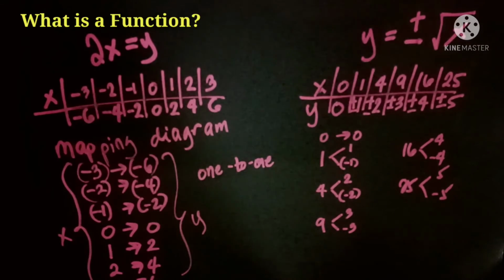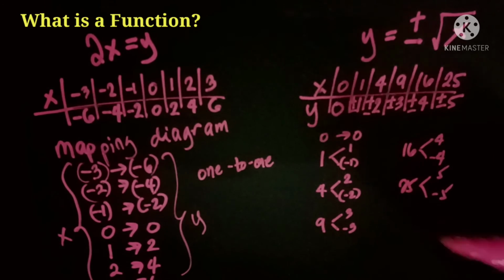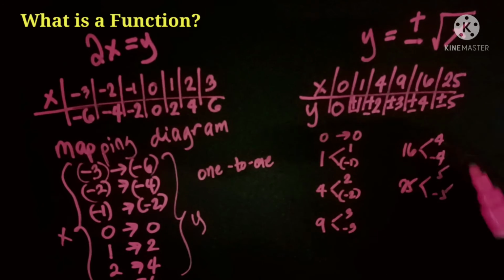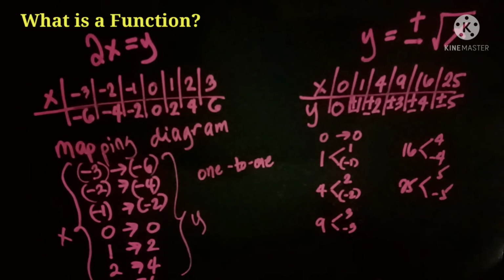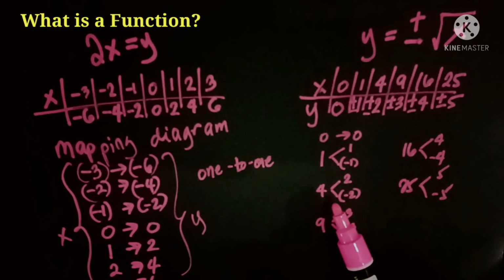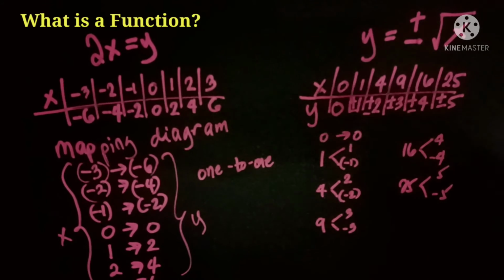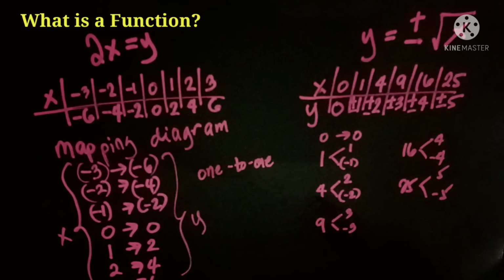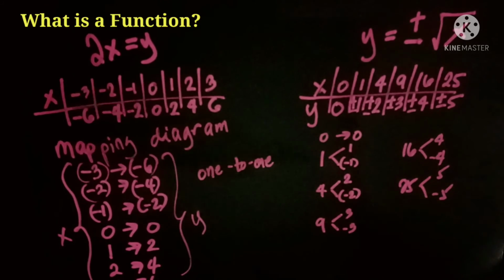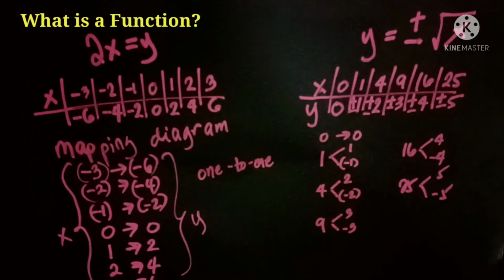Notice that for x values 1, 4, 9, 16, and 25, there correspond two y values. 1 corresponds to positive 1 and negative 1. 4 corresponds to 2 and negative 2. And so on. In other words, each of these x values corresponds to two different y values.